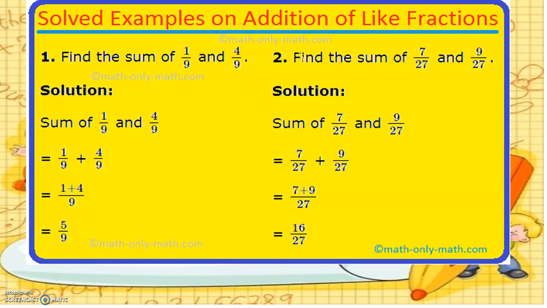Number 2 example. Find the sum of 7/27 and 9/27. 7 plus 9 is 16 over 27. You cannot divide it any further, so the answer is 16/27.